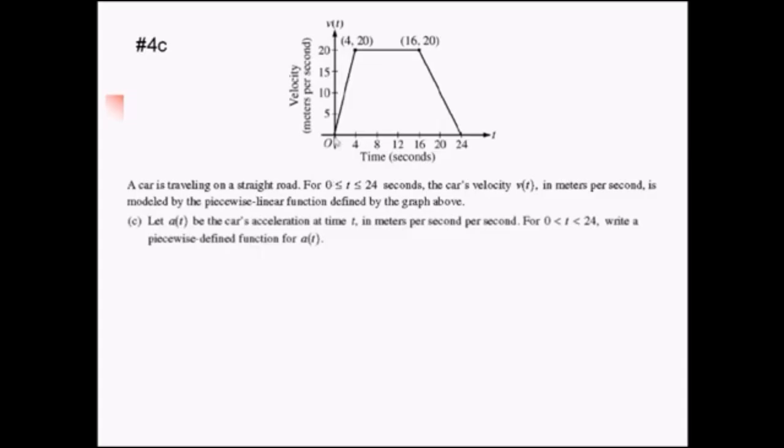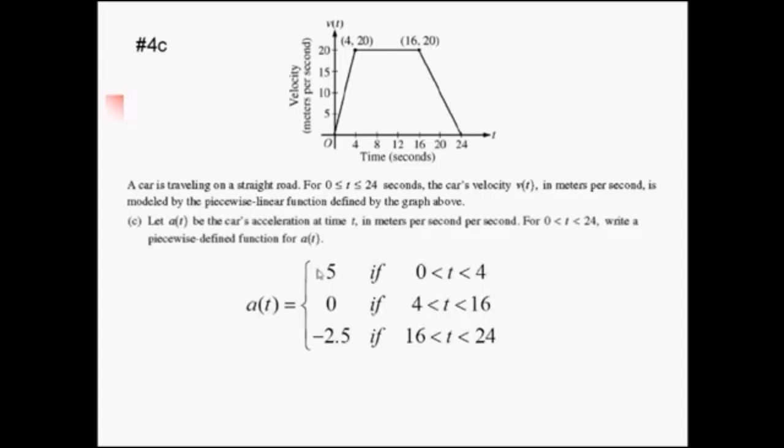So those slopes then, for our first one from 0 to 4, we're going up 20 over 4, so that's a slope of 5. Next interval, we've got a slope of 0 going from 4 to 16. And finally, we had a slope of negative 2.5 that we just calculated going from 16 to 24. So 5 from 0 to 4, 0 from 4 to 16, and negative 2.5 from 16 to 24.